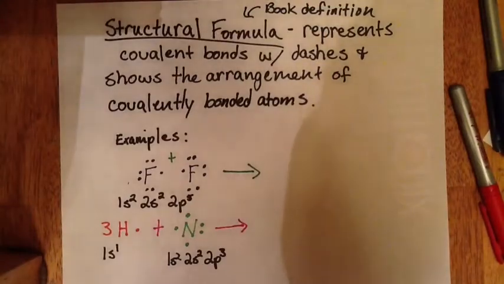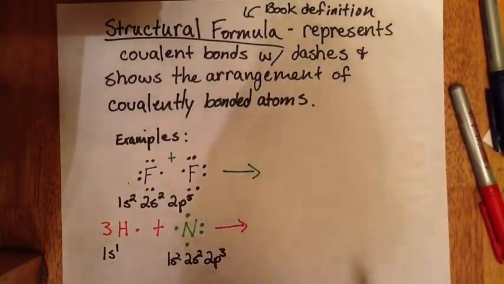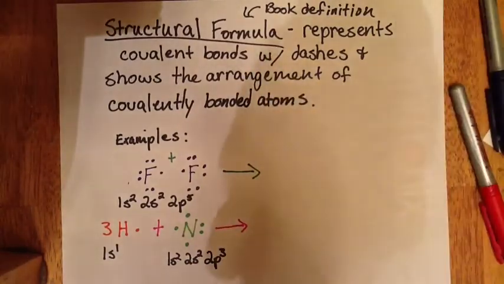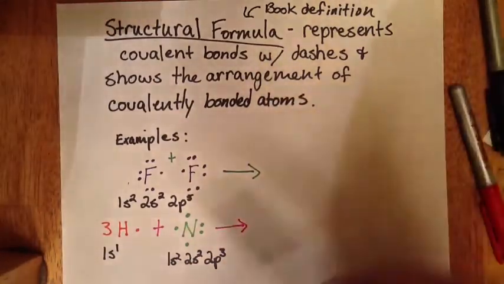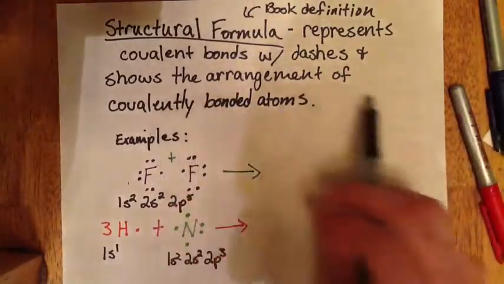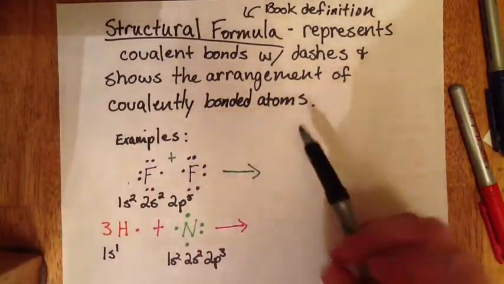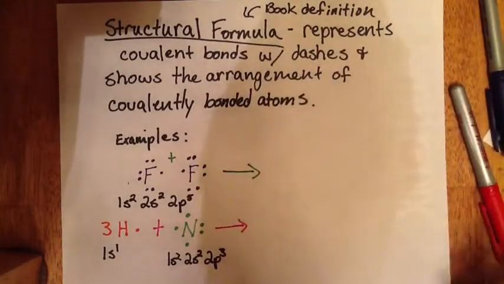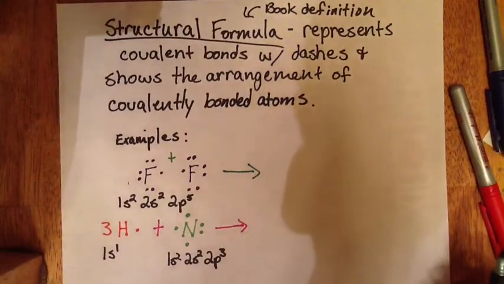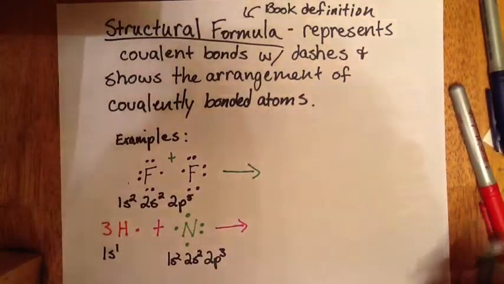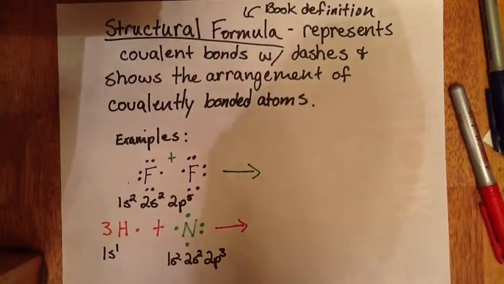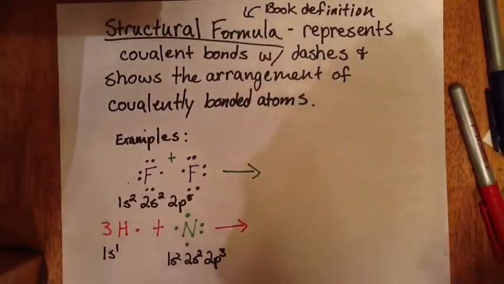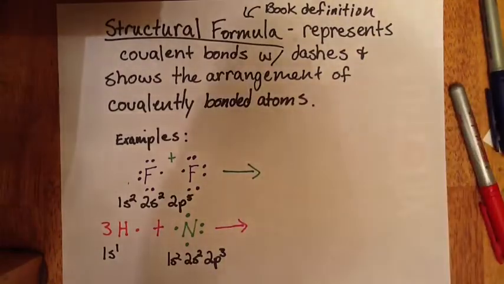The next vocab term that your book gives you is the structural formula. It's just a representation of the covalent bonds with dashes and shows the arrangement of covalently bonded atoms. It's basically the electron dot structures, but there's another vocab term for you, structural formula of molecular compounds. Alright, so let's do more examples. This is just like the hydrogen we just drew out. We're going to show you that it doesn't have to be hydrogen every time.